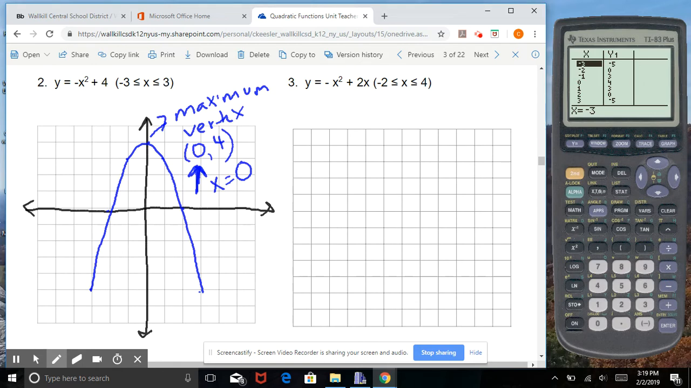I'm going to do one more graph with you, and then you're going to try a couple on your own. So number 3, again, we go back to our calculator. We're going to clear out the y equals, and we're going to enter -x squared plus 2x, and pull up the table.